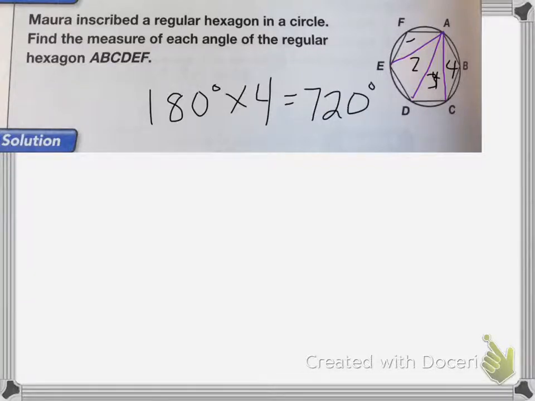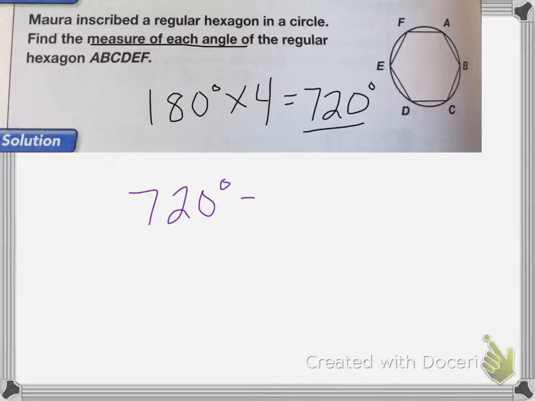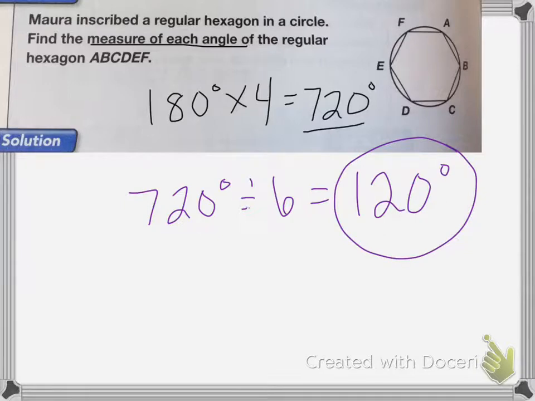Now, all of the interior angles added together would be 720. But the question is asking the measure of each angle. So, since it's a regular hexagon, each angle has to be the same. So I'm going to take that 720 degrees and divide it by the 6 angles I have in my hexagon. 720 divided by 6 is equal to 120 degrees. So each angle equals 120 degrees.